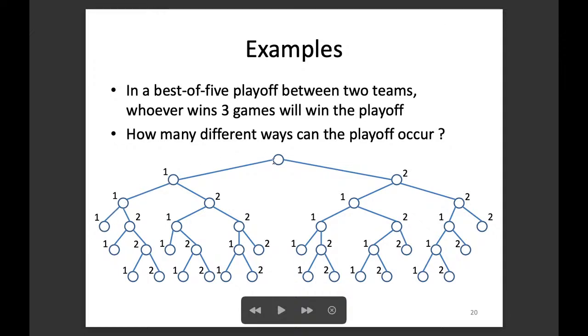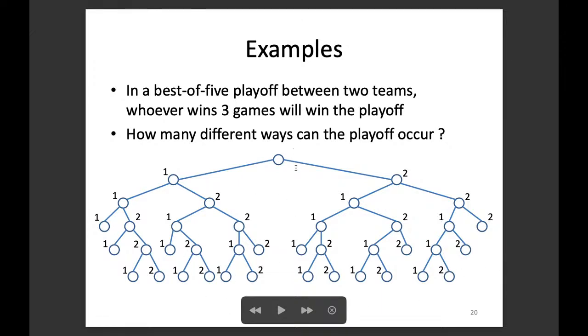So another choice of how the game can proceed is maybe 1-1, 2-2, 1. Is that okay? Because after this, we have already played five games and then 1 is now winning three times. Is that okay? So these are the leaves of this tree. If you count the number of leaves here, then we know how many scenarios we can have.